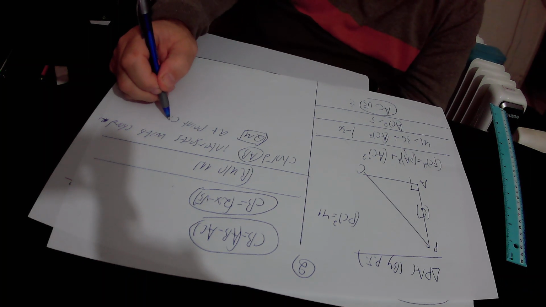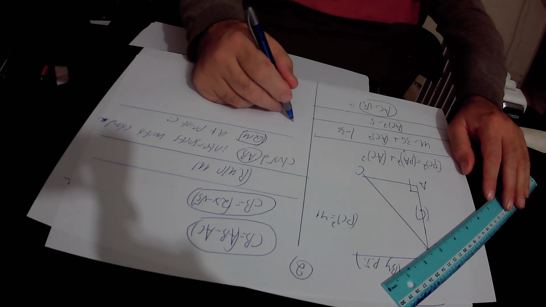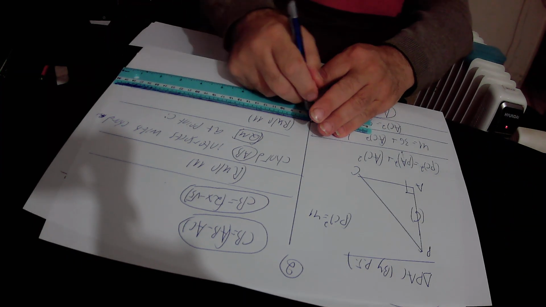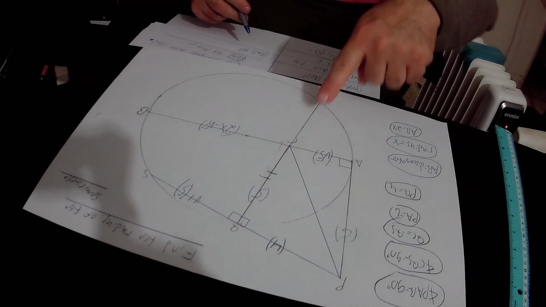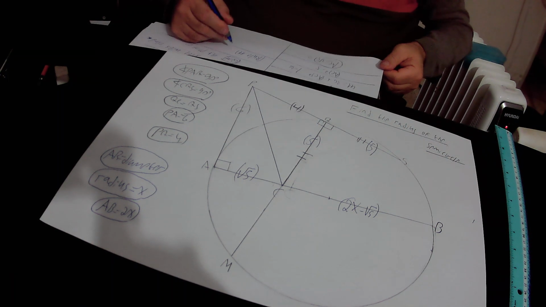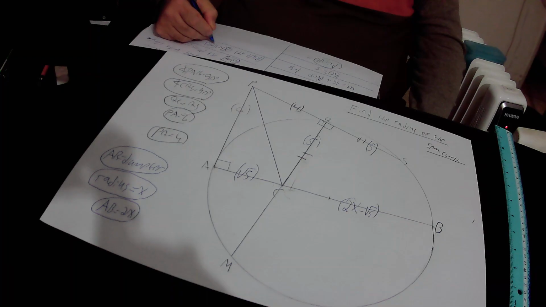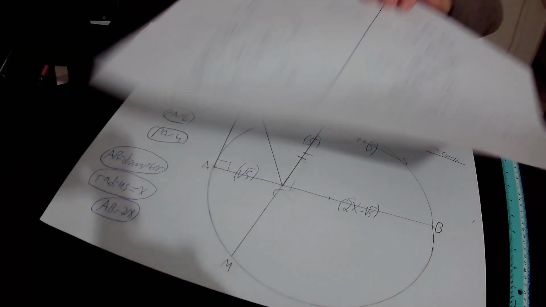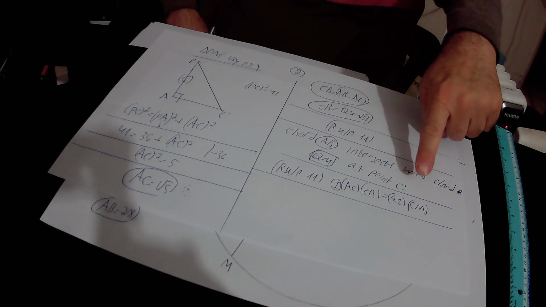Whenever you have two chords that intersect with each other, you can implement rule number 11. So according to rule number 11, the following equation will be true: AC times CB equals QC times CM. Again, AC times CB equals QC times CM. Repeat again. According to rule number 11, in our original drawing, AC times CB equals QC times CM.